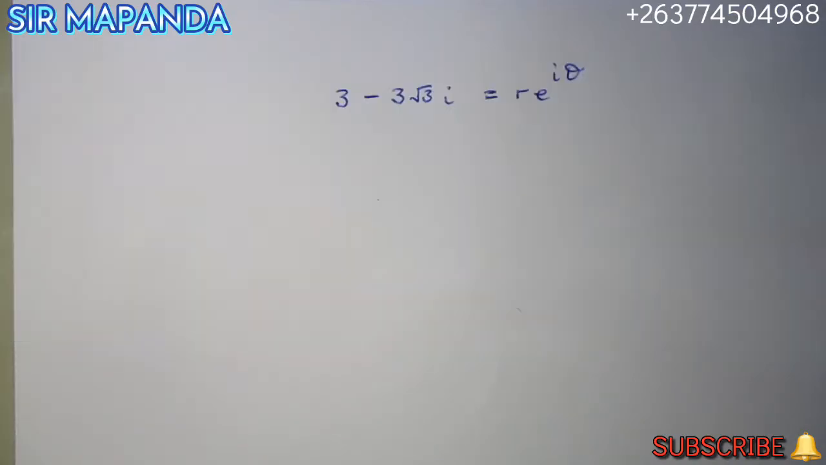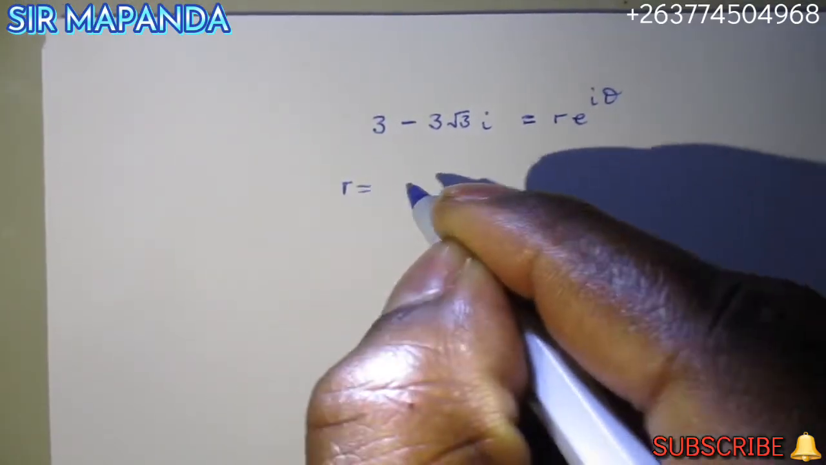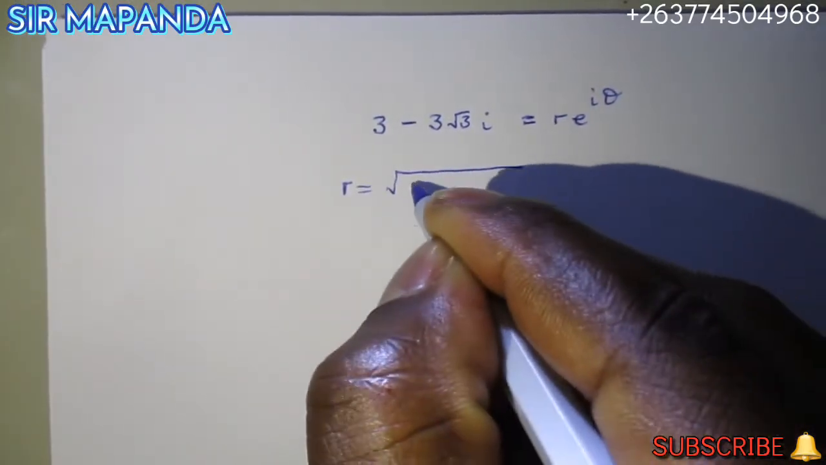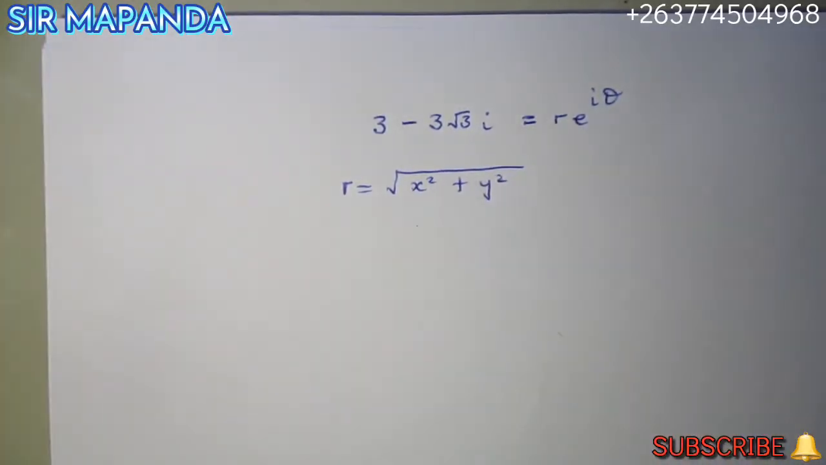So let us find r first. To find r, you make use of the formula r is equal to the square root of x squared plus y squared. I hope you are following class, right? So x denotes the real part of the complex number. y denotes the imaginary part of the complex number.